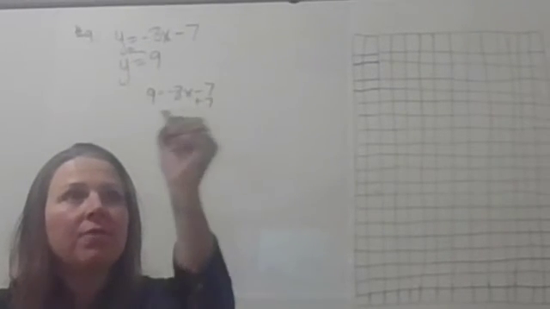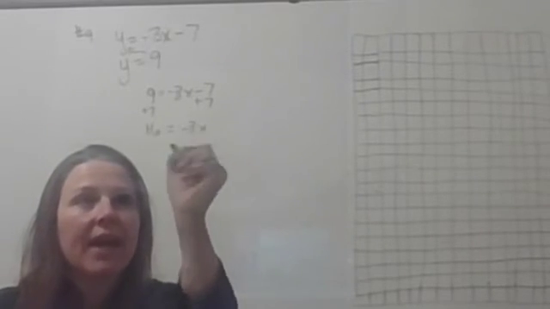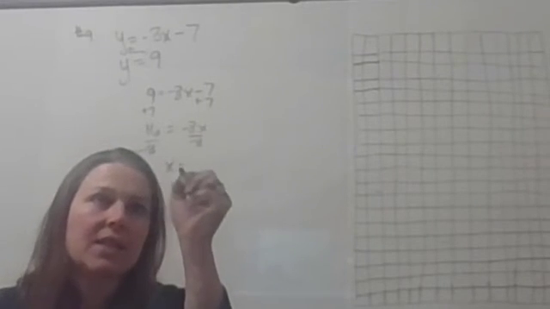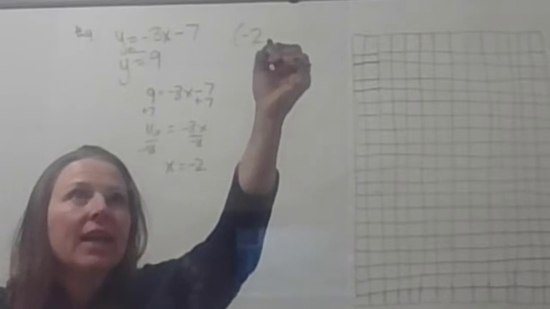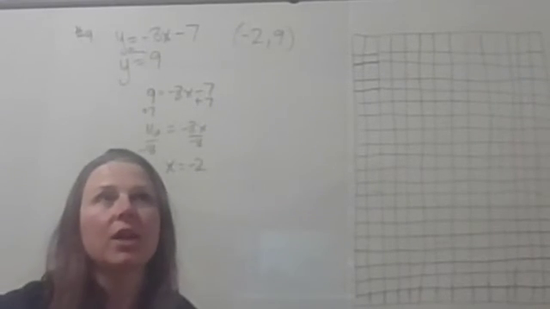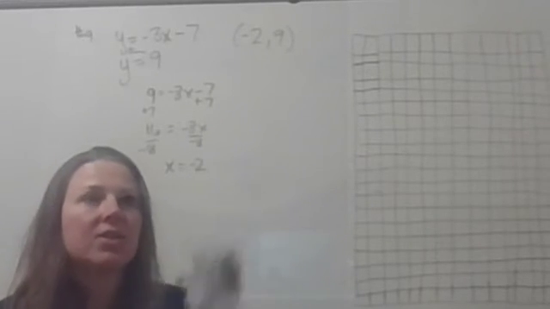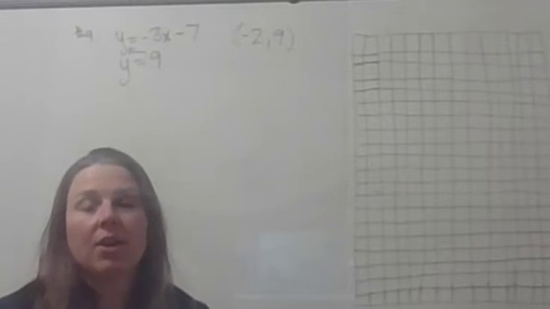So you would solve for x by adding 7. So 16 equals negative 8x. And if you divide by negative 8, then x is equal to negative 2. So right now, I'm pretty sure that negative 2, 9 is the solution. I mean, I know it's the solution. So we're going to go ahead and solve by graphing.